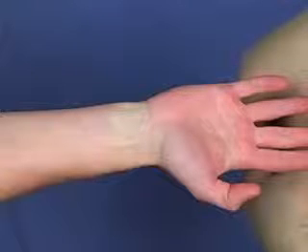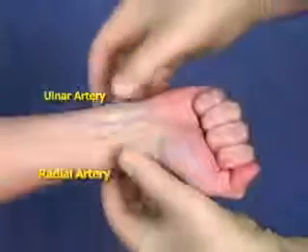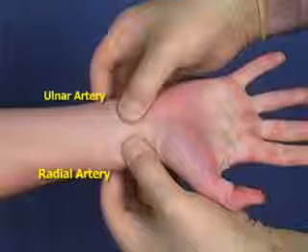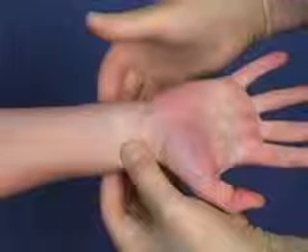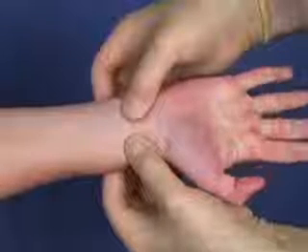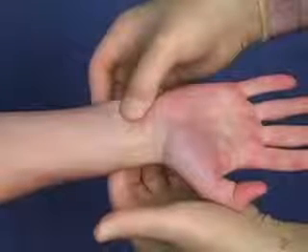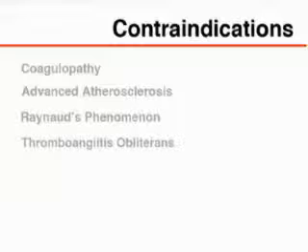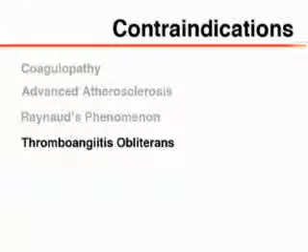In the Allen test, the operator occludes both the ulnar and radial pulses while the patient tightly clenches their fist. The hand is then opened and pressure on the ulnar artery is released. Circulation should return to the extremity within 5 seconds, with delayed return suggesting poor collateral circulation. The test should then be performed on the radial artery circulation in the same manner. Other contraindications include coagulopathy, advanced atherosclerosis, Raynaud's phenomenon, or thromboangiitis obliterans.